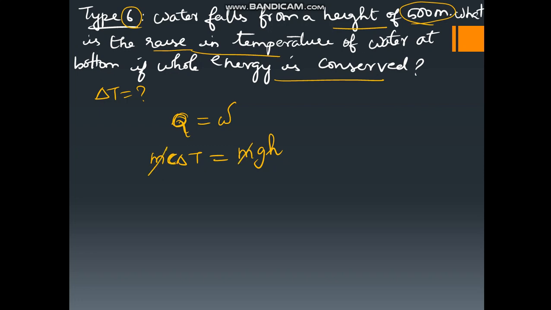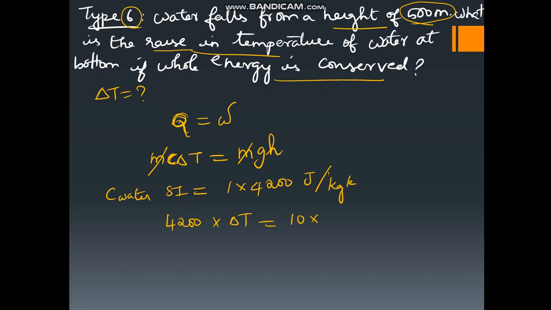Specific heat capacity of water in SI unit is 1 into 4200, so that is 4200 joule per kg Kelvin. So 4200 into delta T is equal to acceleration due to gravity, 10, into the height of 500 meter. So delta T is equal to 1.19 degrees Celsius or 1.19 Kelvin. This is the rise in temperature.